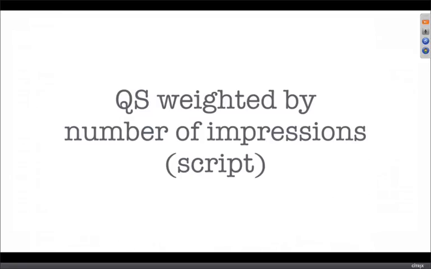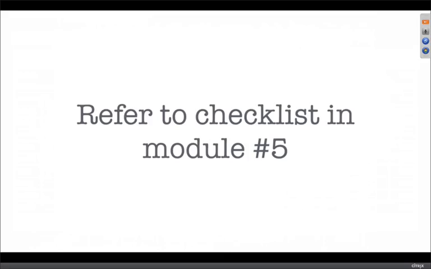That's what Optimizer calculates for you. That's the way Google look at quality score. And Jeff's script that he's written is a simplified version of all of the maths that goes into that, but it still does a very, very good job of approximating that quality score weighted by impressions. To fix quality score, well, we covered all that in Module 5, so go back and refer to the checklist in Module 5. If you've worked your way down the decision tree and you decided, yep, I need to increase quality and I need to increase landing page quality, go refer to the checklist in Module 5.